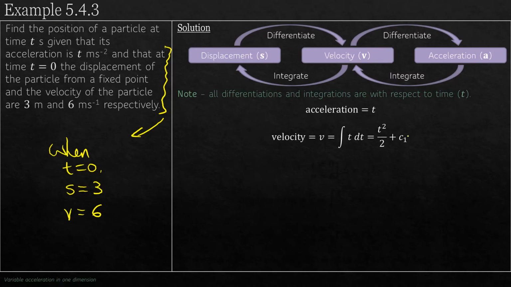I've called it C1 because I'm thinking ahead. We're going to be integrating twice, so there's going to be 2 constants of integration. I'm going to call this one C1, I'm going to call the next one C2. Let's work out the value of C1.